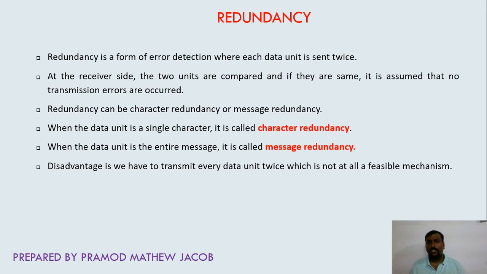Redundancy can be character redundancy or message redundancy. When the data unit is a single character, it is called character redundancy. If it is the entire message, then it is called message redundancy. The disadvantage of this mechanism is that every time we have to send the data packet twice. For example, if there is 1 million bits of data, we have to retransmit the 1 million bits so that these data units are compared to find out whether they are the same or not. So this is not a feasible mechanism in real-time communication.